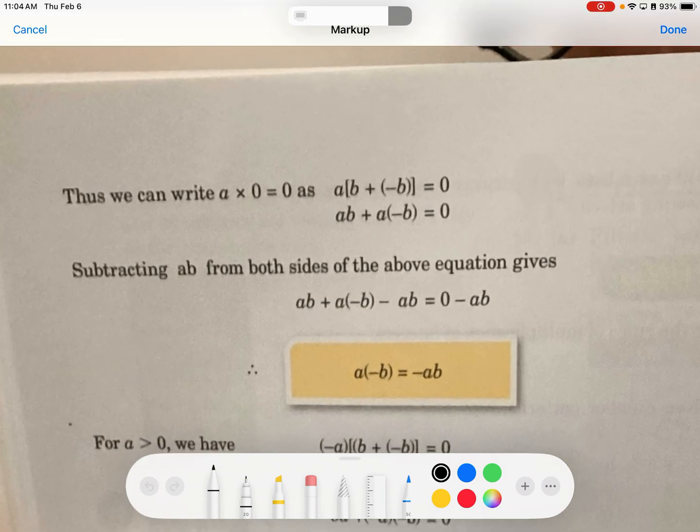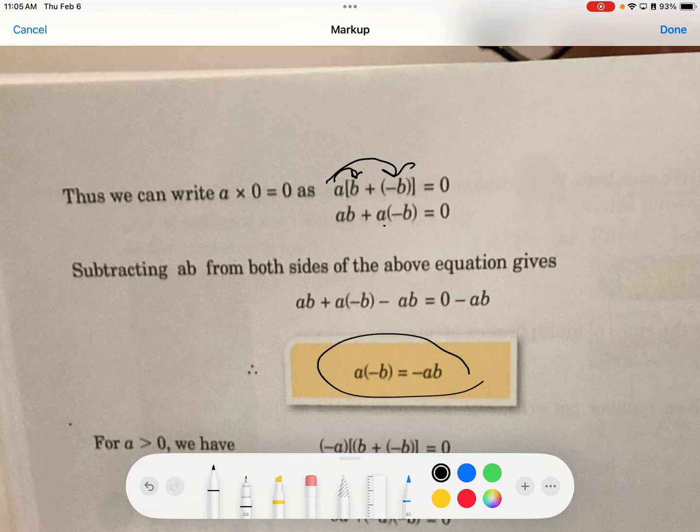So, thus, we can write A times 0 equals 0 as A times B plus negative B equals 0. AB plus A times negative B, because they distributed the A, equals 0. Subtracting AB from both sides of the above equation gives A times negative B equals negative A times B.